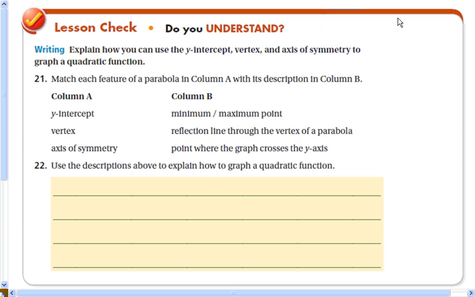All right, that's it for today. Do a quick lesson check here. Explain how you can use a y-intercept, vertex, and axis of symmetry to graph a quadratic function. The y-intercept represents the point where the graph crosses the y-axis. The vertex represents the minimum or maximum point. And the axis of symmetry is a reflection line through the vertex of a parabola.